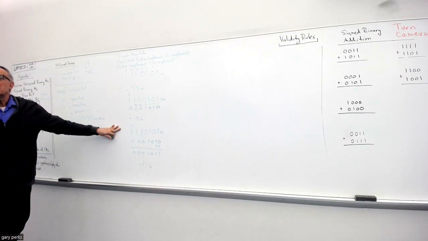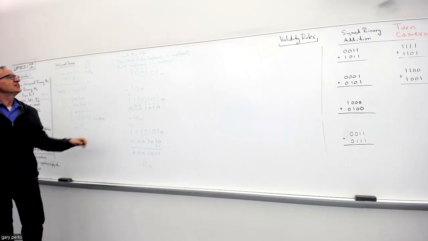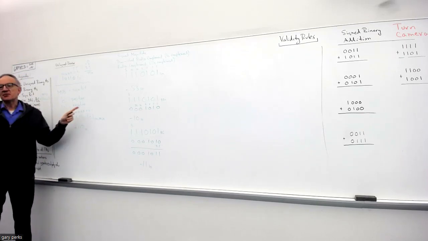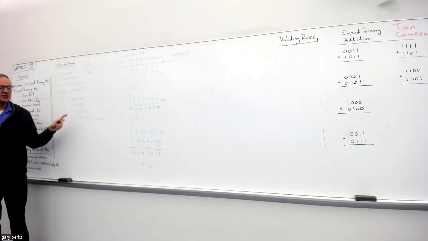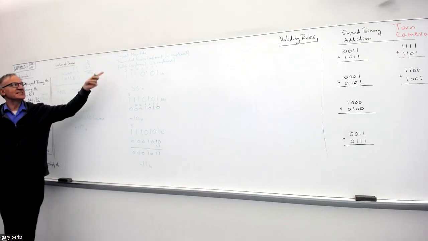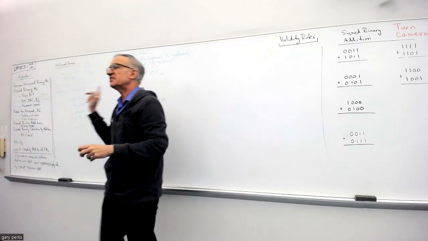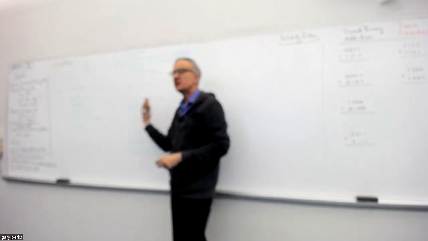Okay? So again, in summary, when you have a signed binary number, the most significant bit is the sign bit. It doesn't have numerical value. It just tells you whether you have a positive or negative number, 0 for positive, 1 for negative. When it's a positive signed binary number, the way you find the magnitude is the same no matter what form it is. But when it's a negative value, how you find the magnitude depends on which form.